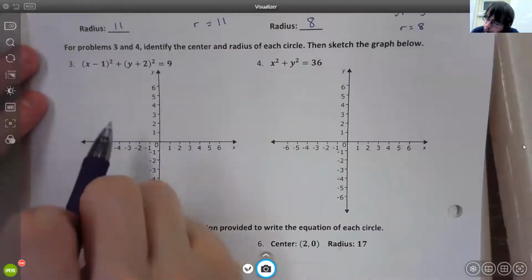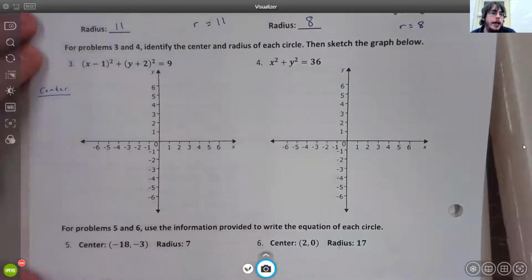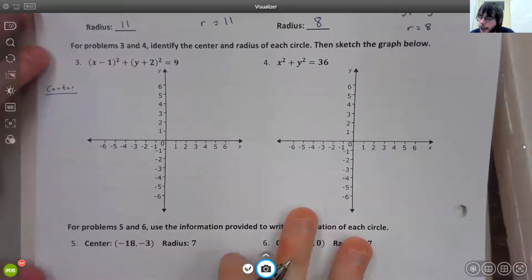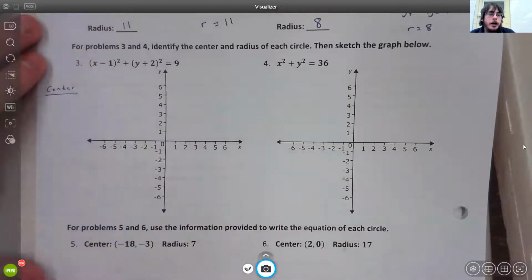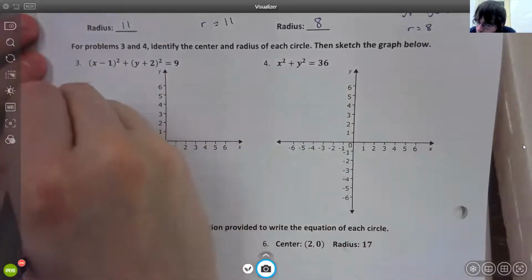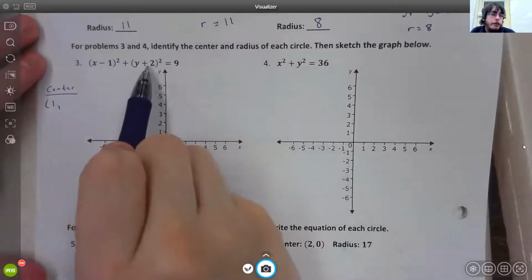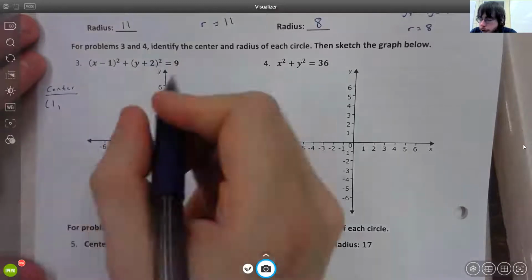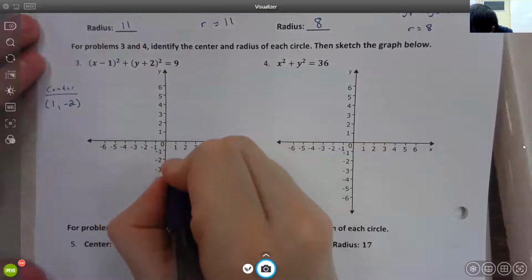What we're going to do here, we're going to find our center first. So our center is h comma k. h is grouped with the x and k is grouped with the y. So we have a 1 here. Remember, your equation should have opposite signs to your center point. So the sign here is negative, so our center should be positive. And then we do the same thing here. We have a positive 2 in our equation, so our center should be negative 2. So we're going to go ahead and plot that. 1, negative 2.